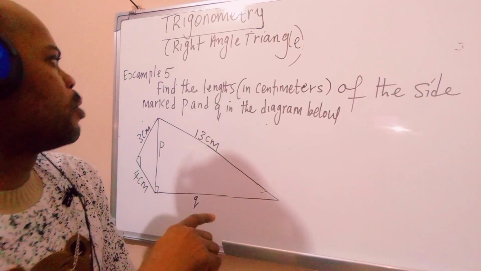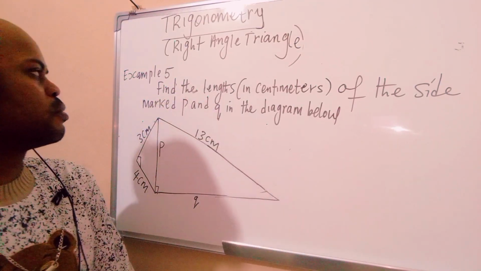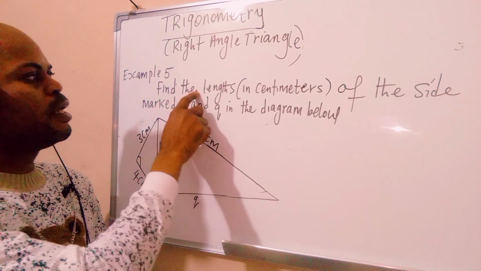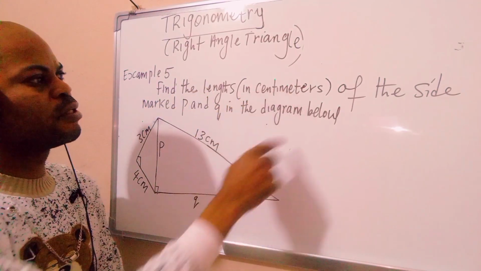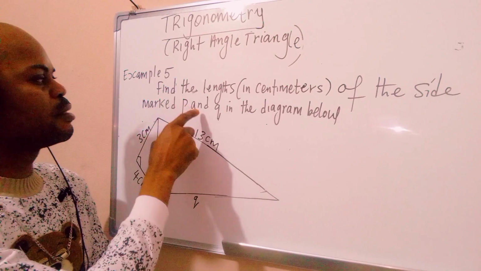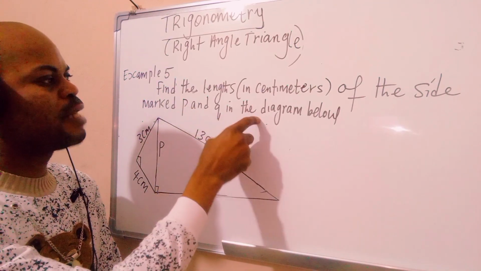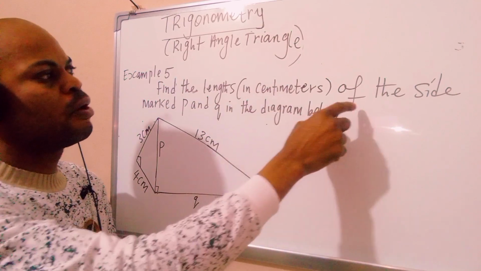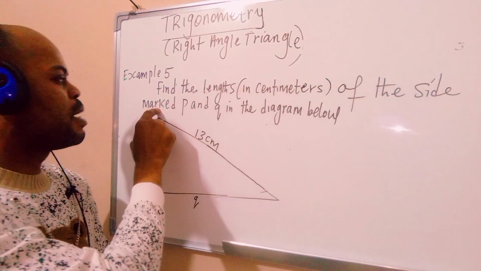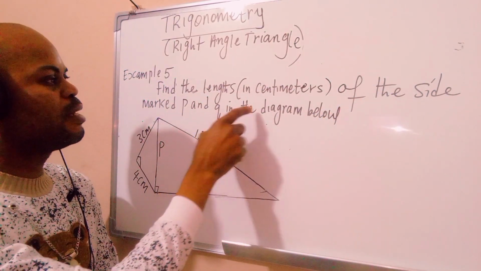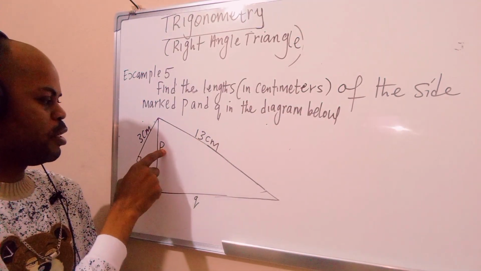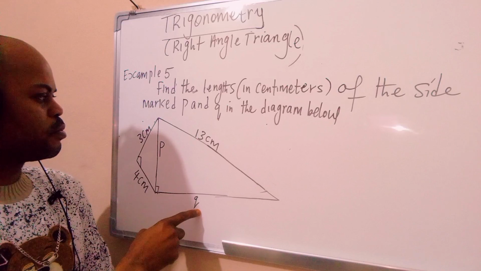So right here on the board, we have a very interesting question. And the question says, find the length in centimeter of the side marked P and Q in the diagram below. In other words, we have two unknowns, P and Q.